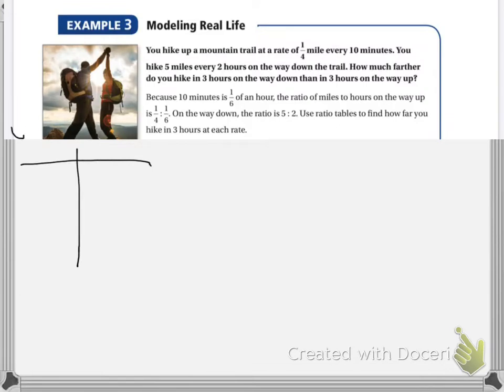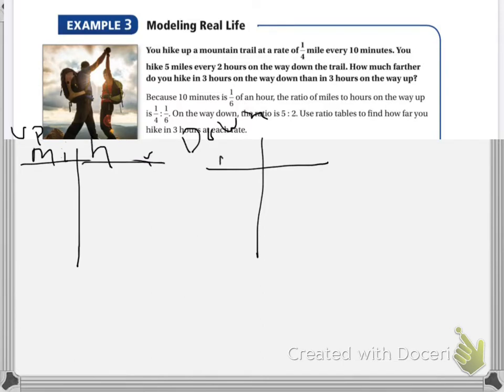This is going to be my up. And then I'll have my down. And this is going to be my miles, make that an M there. And this is going to be my hours. It's not working out for me to write over top of this picture, so I'll just put an H for hours. And over here, same thing, miles and hours.